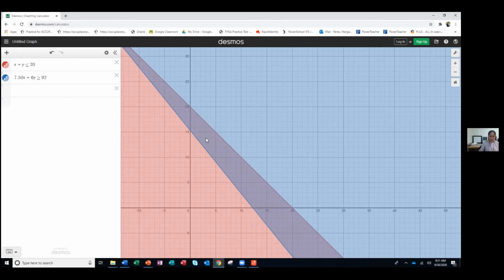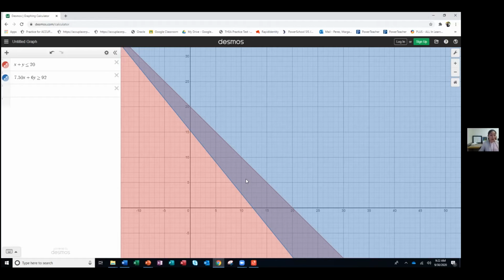Excellent. So then in this region, can you give me one point that's in the overlapping? Okay, with that being said, then it means that when x is 10 and when y is 5, we satisfy the overlapping region. Excellent. So when x is 10 and y is 5, it satisfies the overlapping.